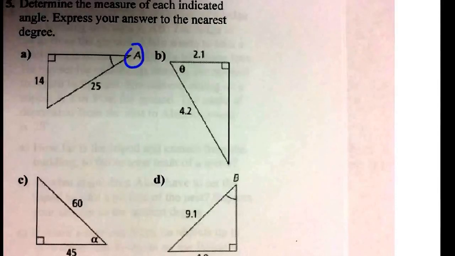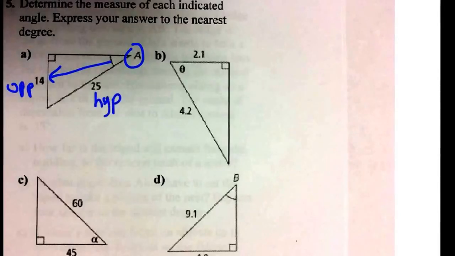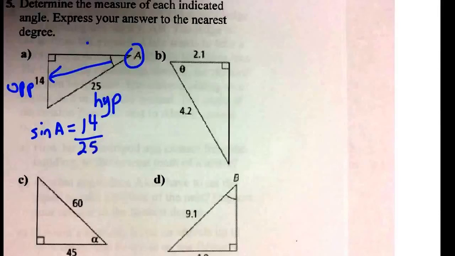Start with your angles. In this case, angle A. We have our opposite side is 14. And in this case, our 25 is our hypotenuse. That never changes. And adjacent would be this one, which we don't know. So that's it. We just basically solve for that question. So we'd have sine of A equals our opposite, 14, divided by hypotenuse, which is 25.